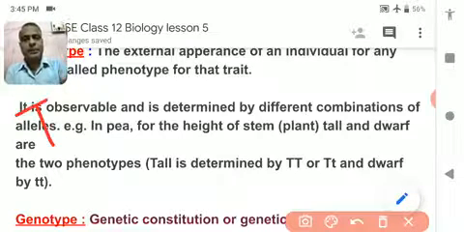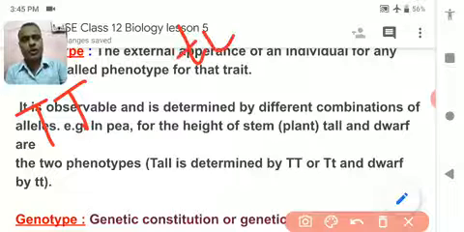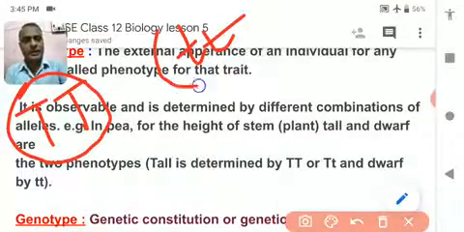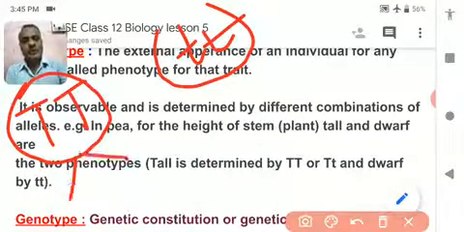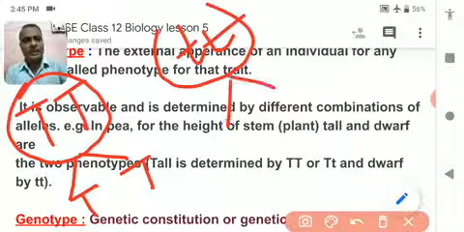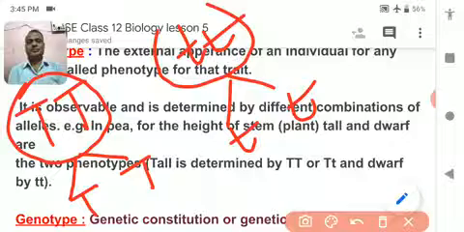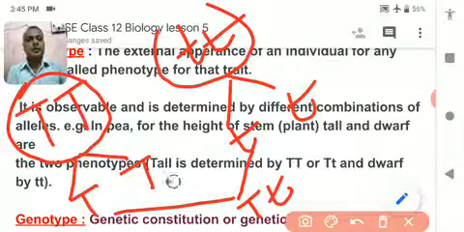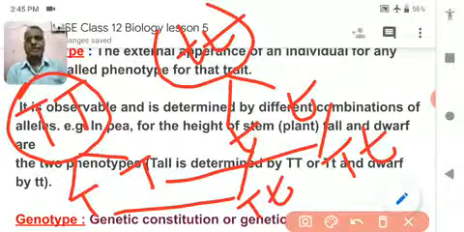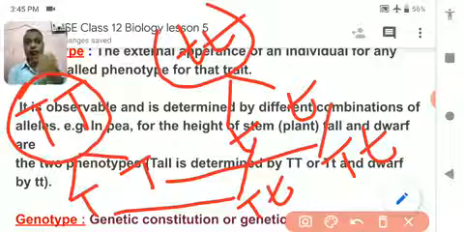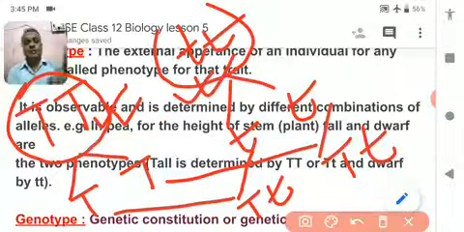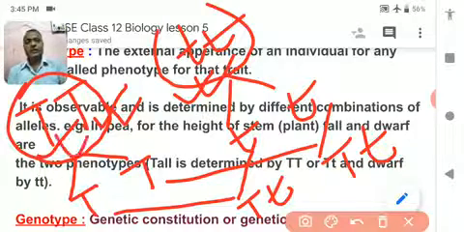Suppose a capital T has been crossed with small t. These are the two allele, capital T and small t. So the gamete will be capital T over here, and here you will get the gamete of small t. When capital T and small t meet, it gives two offspring, capital T small t and capital T small t. So if you physically see, this plant is tall, and this plant is dwarf.